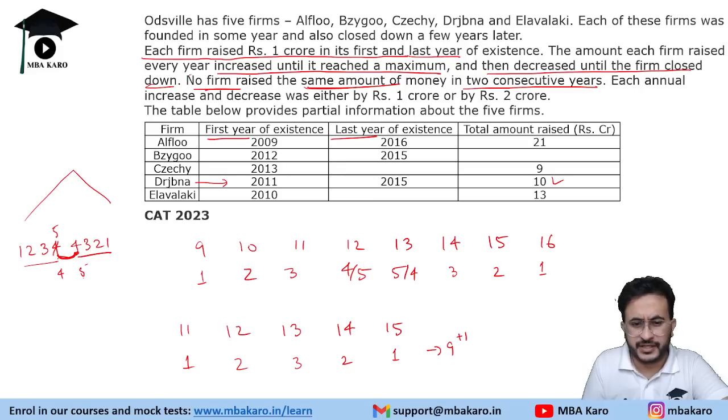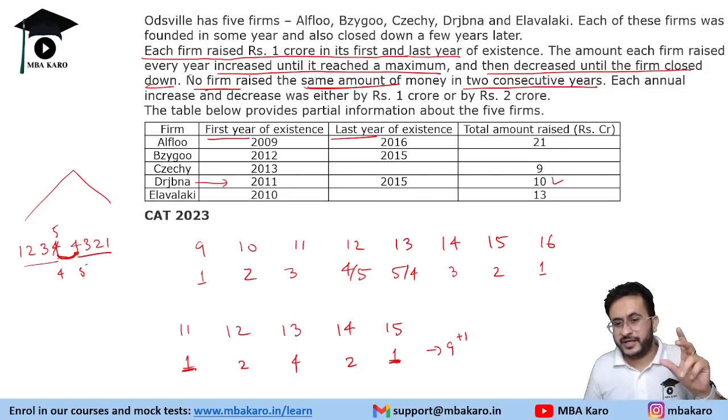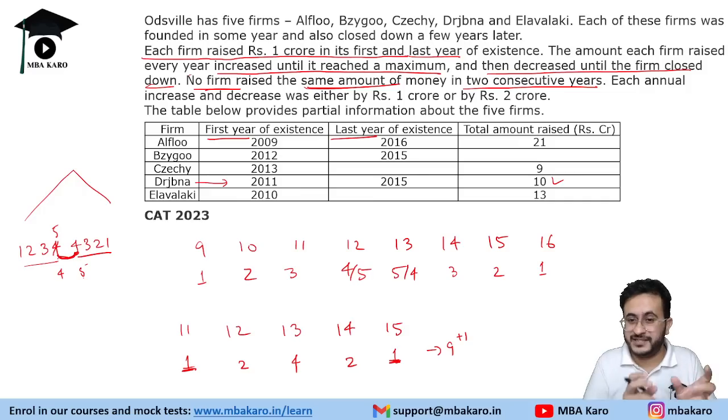Which number should we increase? This is fixed, we cannot change it. If you make it 3, it will become 1 3 3 2 1, 2 years same, so we cannot increase this. If you make it 3, it will be 3 3 same, we cannot increase it, so it becomes 1 2 4 2 1.